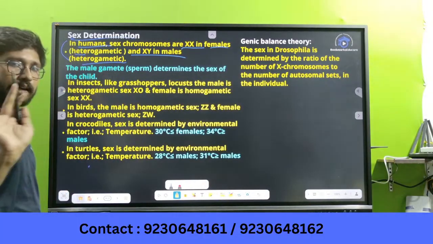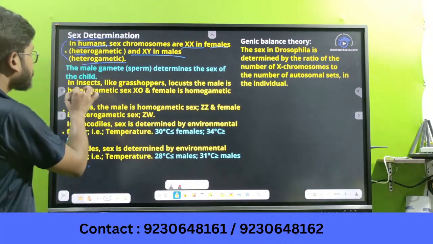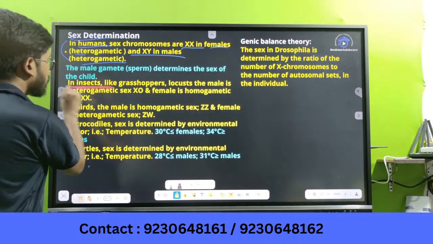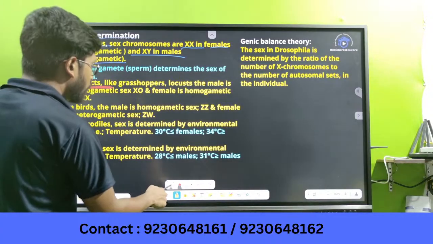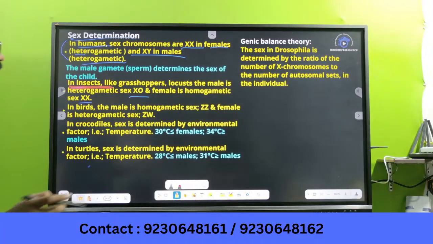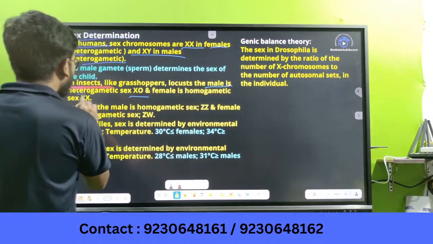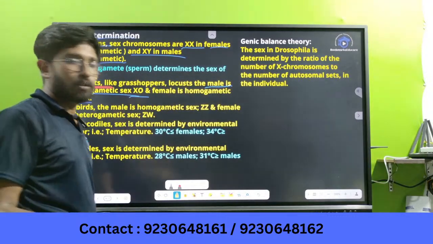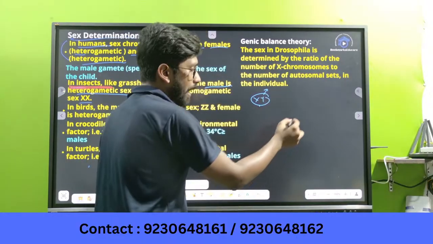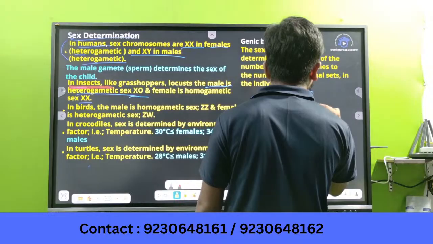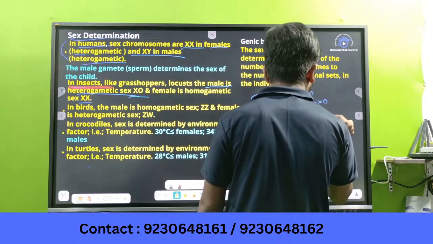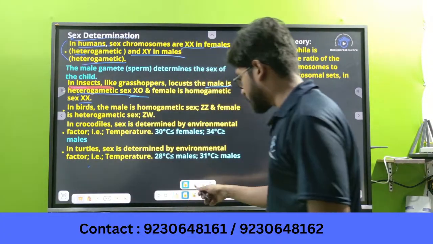Let's keep this aside for now. Now let's see insects. For insects, we see XO and XX characteristics. It means males are heterogametic, like humans also. In humans, we have XY for male, right? In insects, we have XO for male and XX for female. Simple, not much is there.